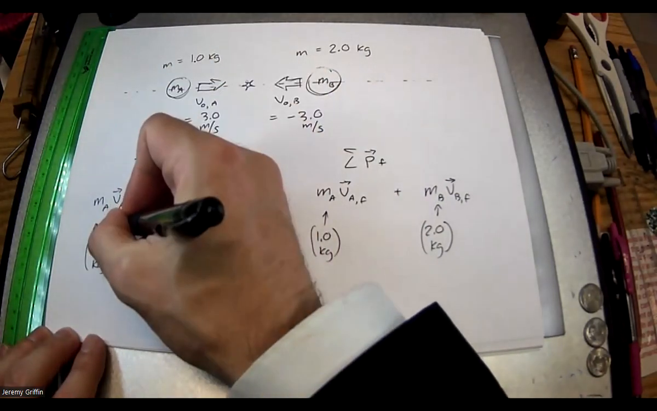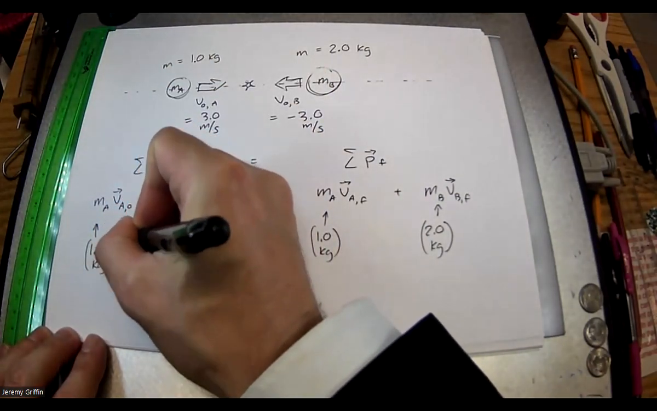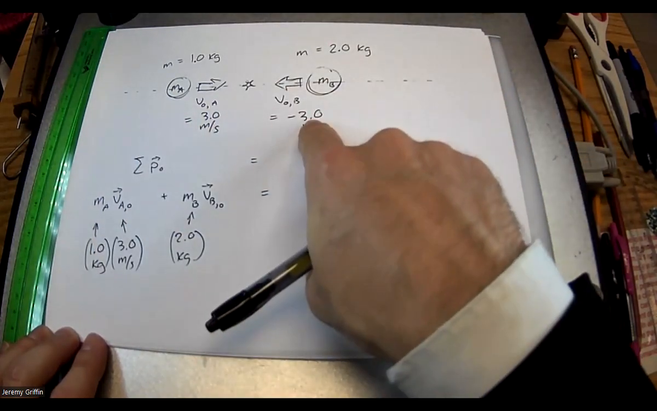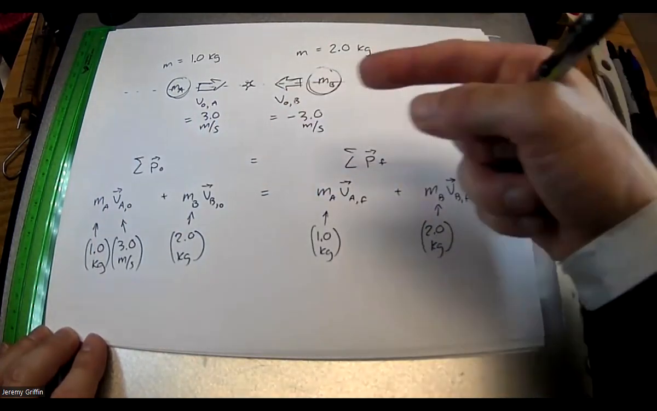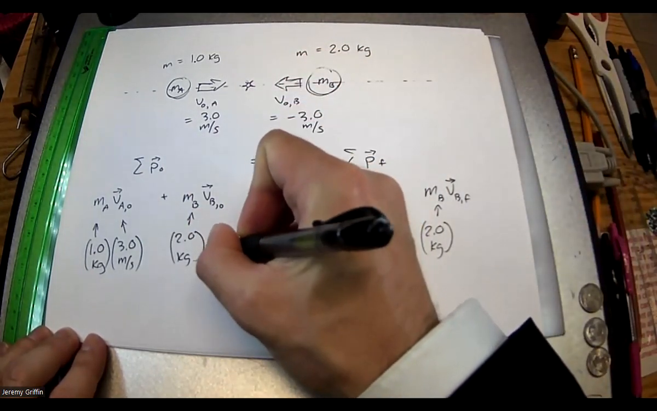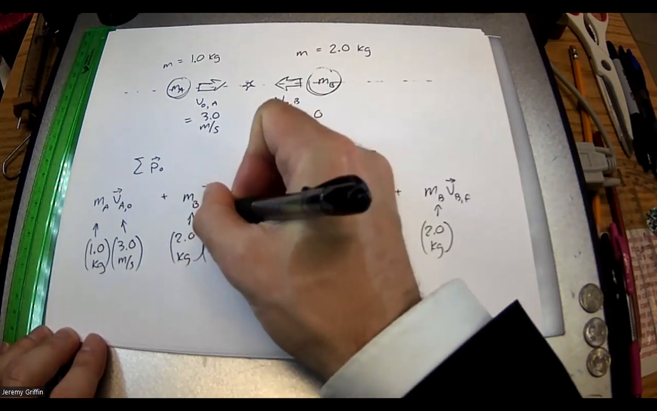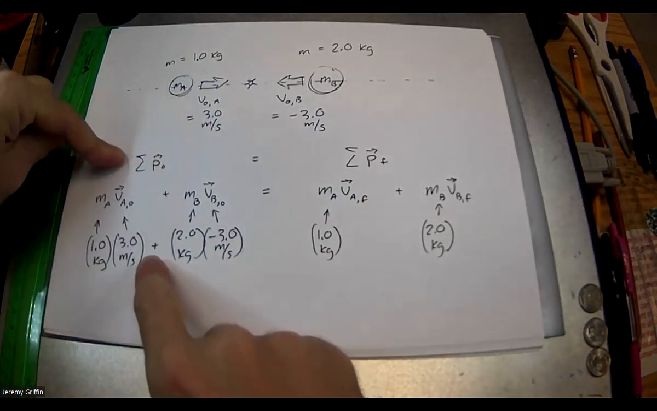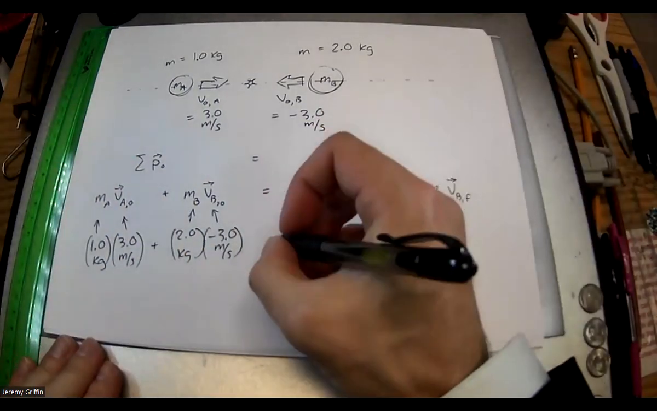So this guy was going in the positive direction, 3 meters per second. And this guy was going same speed but opposite direction, so I need to show that with a negative sign, -3 meters per second, right there. That goes together. That's the sigma, I'm adding up the different bits, just like last couple of weeks.